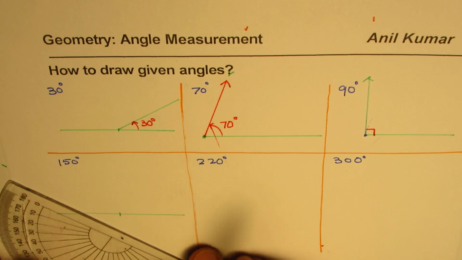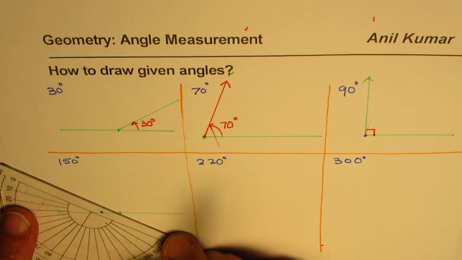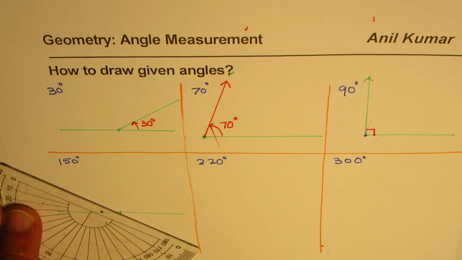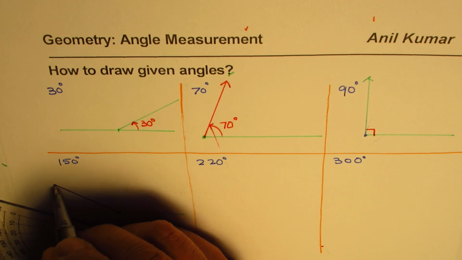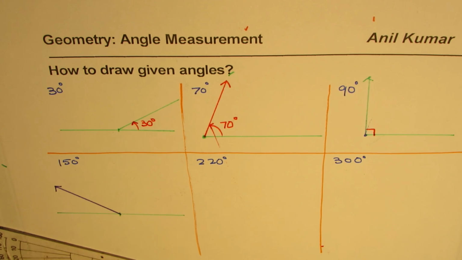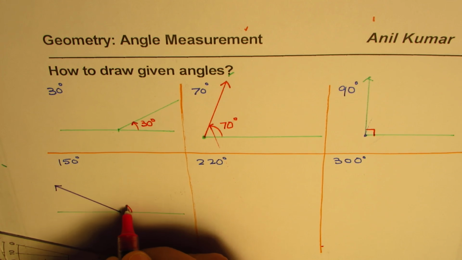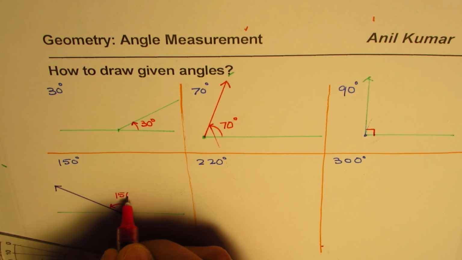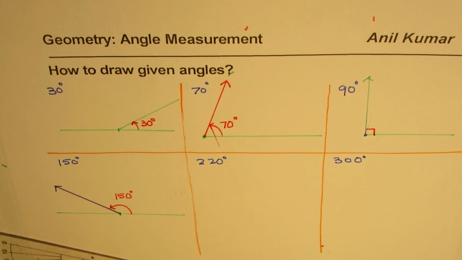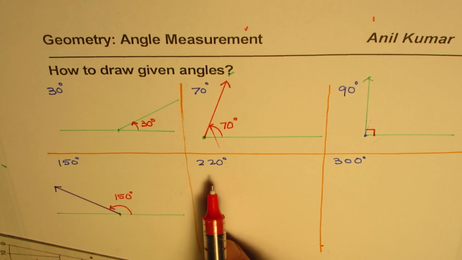Okay. So I'll join this point, and we can say the terminal arm will be along this direction. And the angle of 150 degrees is from here to there, right? So that is how we get 150 degrees.